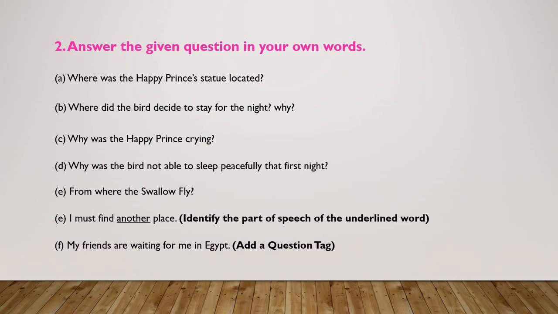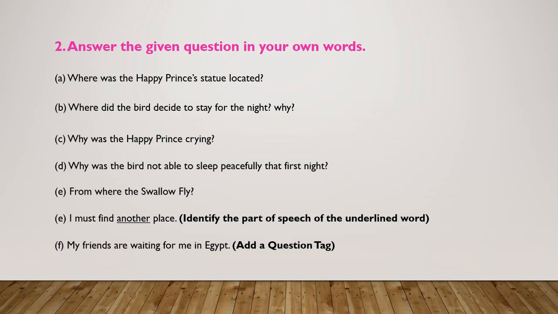Question number 2. Answer the given questions in your own words. First, where was the Happy Prince statue located? The Happy Prince statue was located high above the city. Second, where did the bird decide to stay for the night? Why? Answer, the bird decided to stay near the statue of the prince because it was high above the city and the bird felt he could get plenty of fresh air there.